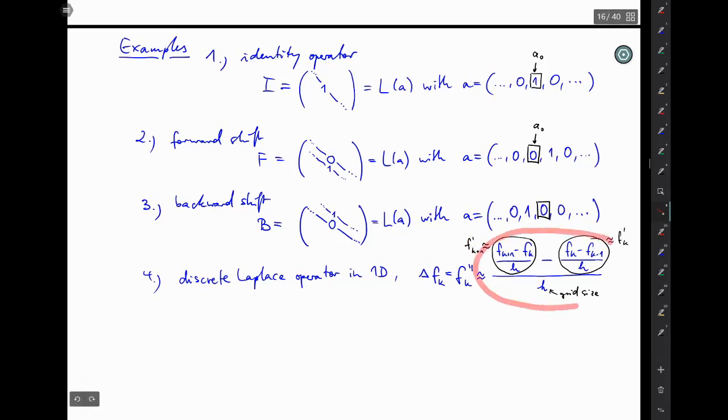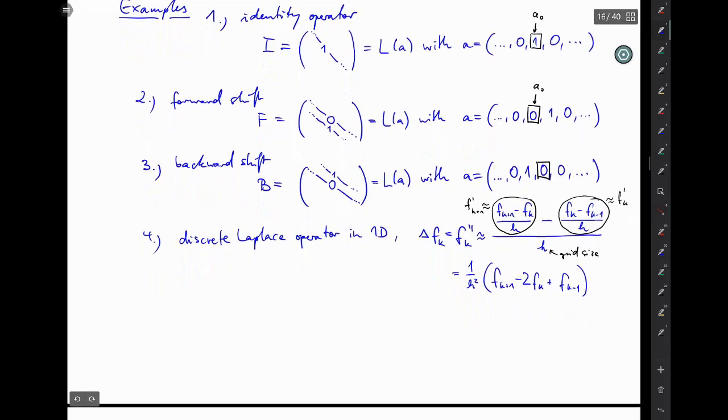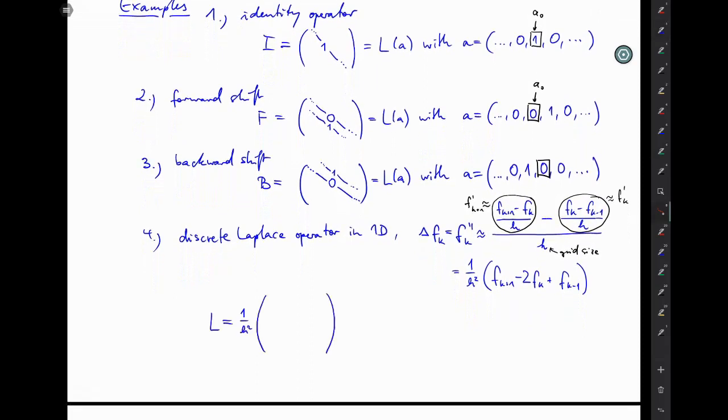So if you spell it all out, you get 1 over h squared, because you're dividing by h here and also here. Okay, and then you have fk plus 1 minus fk, and again minus fk, and minus times minus is plus fk minus 1. Okay, and this is exactly the operation that you get by applying the following matrix. Well, before we forget, let's divide by h squared. And then you put a minus 2 on the main diagonal, so that every fk that comes in gets multiplied by minus 2.